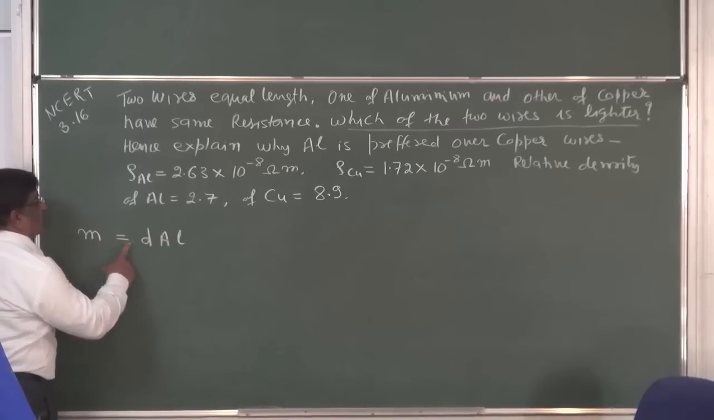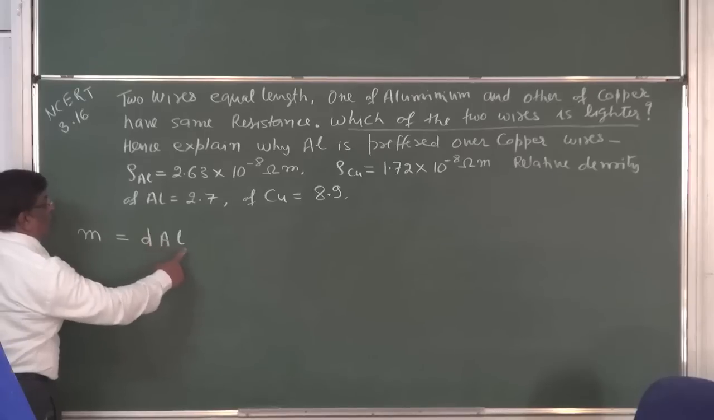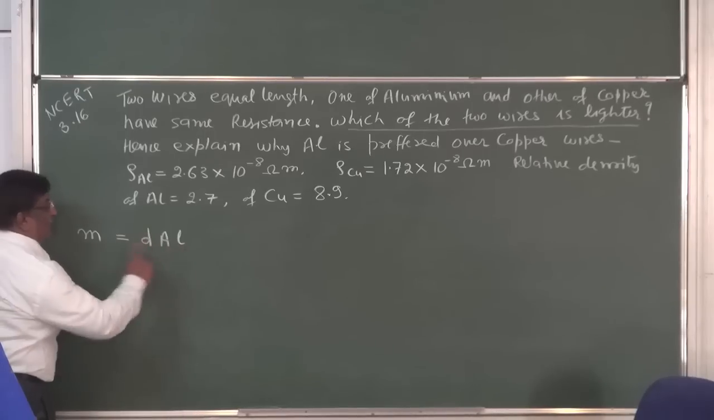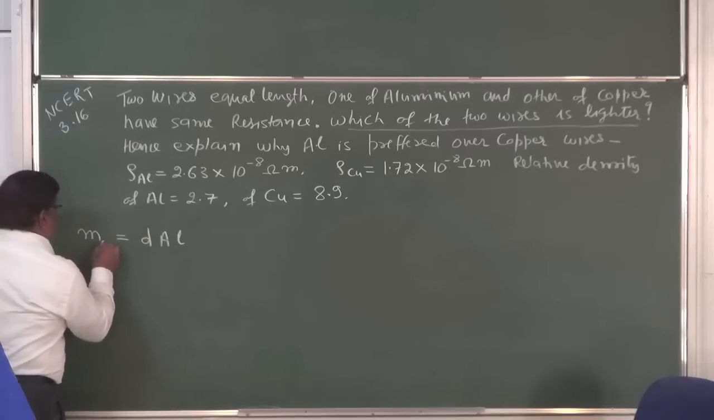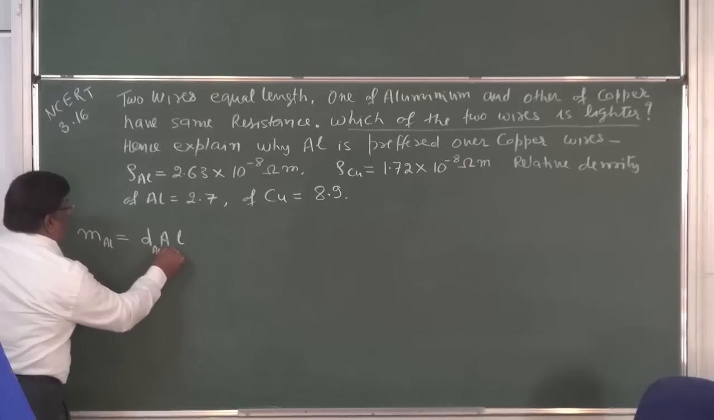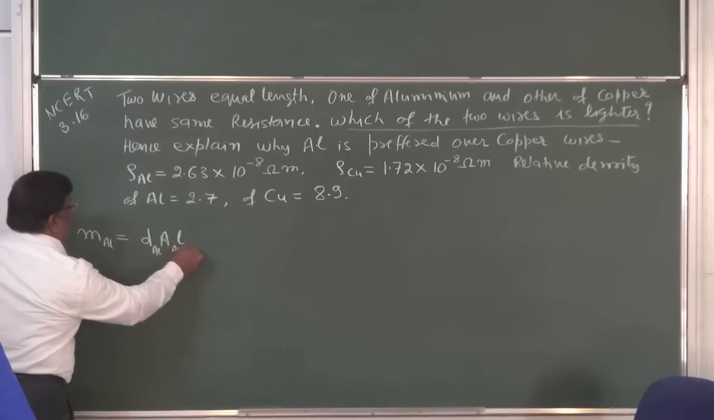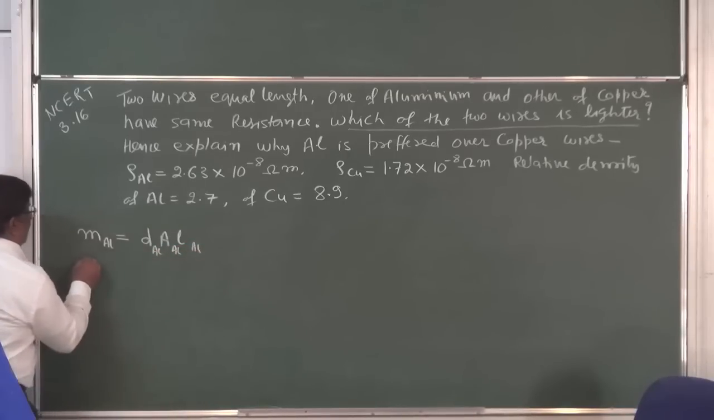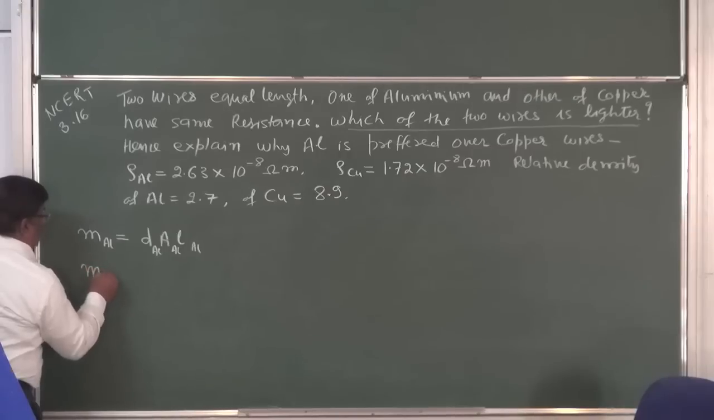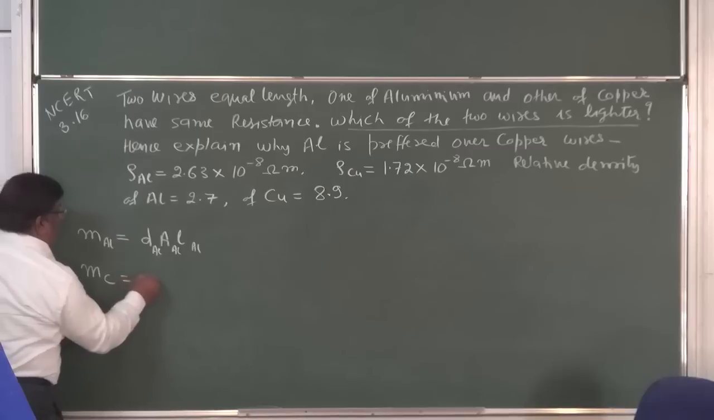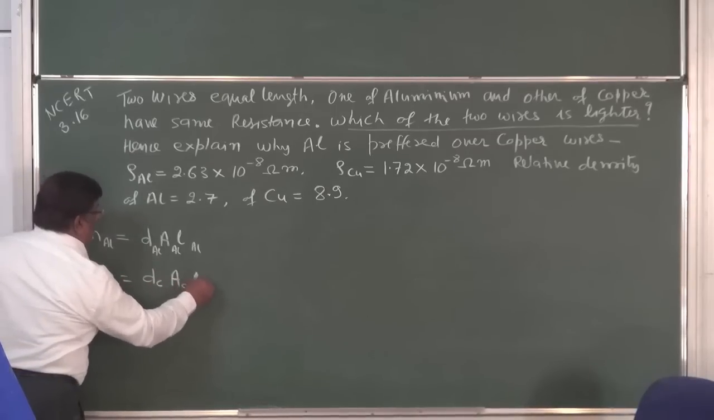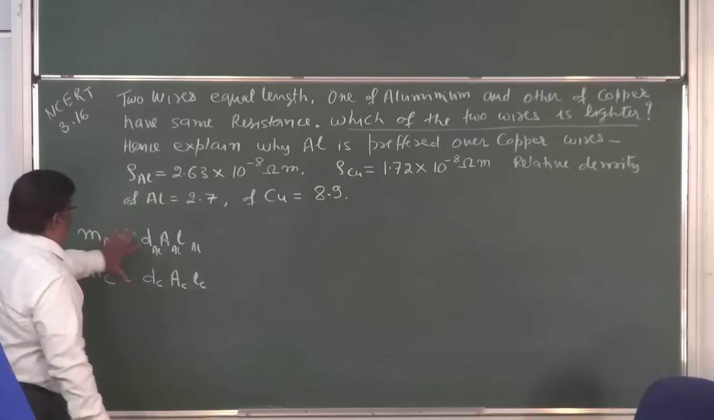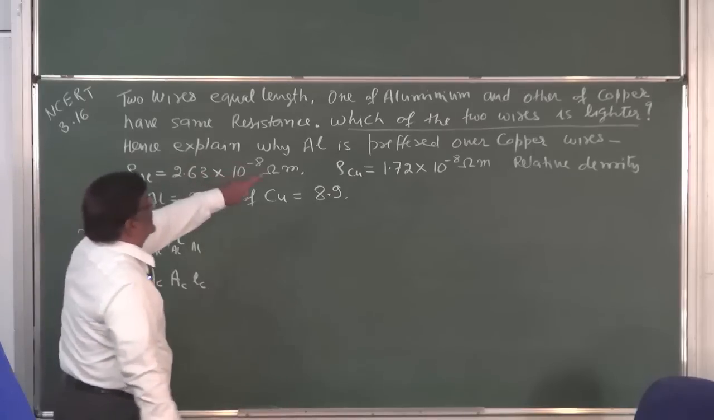So mass is equal to density multiplied by volume. Volume is area of cross section into length. This gives the mass. If it is aluminium, then density of aluminium, area of aluminium and length of aluminium. And if it is copper, then mass of copper is equal to density of copper, area of copper, length of copper wire.